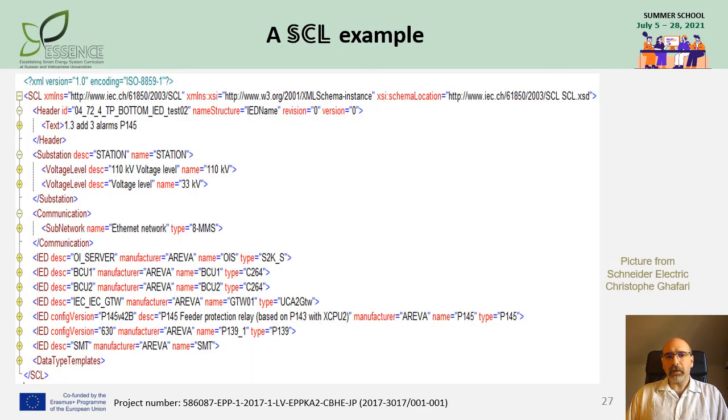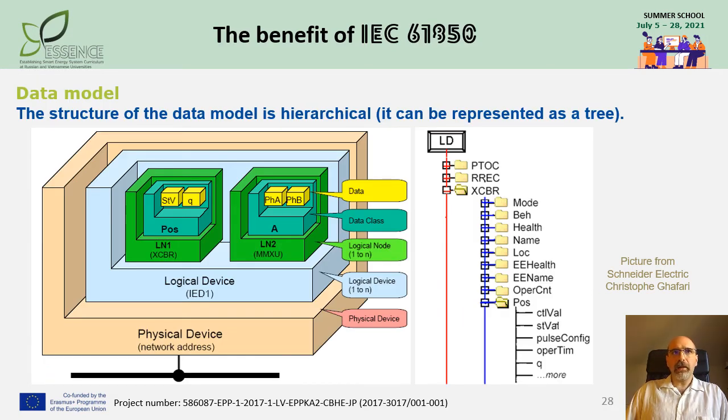This slide is providing an example of this configuration file called SCL, just as an example of how I'm describing a substation that is from 110 kilovolts toward 33 kilovolts. That's typically what you find with XML description and tags, to describe completely what is in the substation. For the data model and the structure of the data model, what is important is that this is hierarchical. It can be represented as a tree, starting from the physical device that is having a network address, communication network address, and that is including inside some logical devices and logical nodes that are slowly storing some values for the different variables.